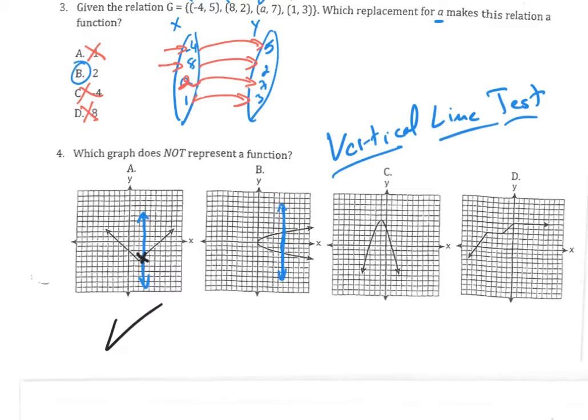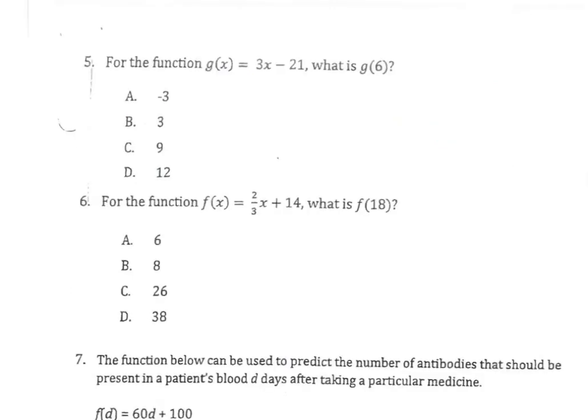So as we can see, if I choose any vertical line here, it's going to intersect the graph in 2 points. So the answer will be B, because graph B does not represent a function. Why? Because if I use the vertical line test, it's going to intersect the graph in 2 points. So that's not a function. So the answer will be B.